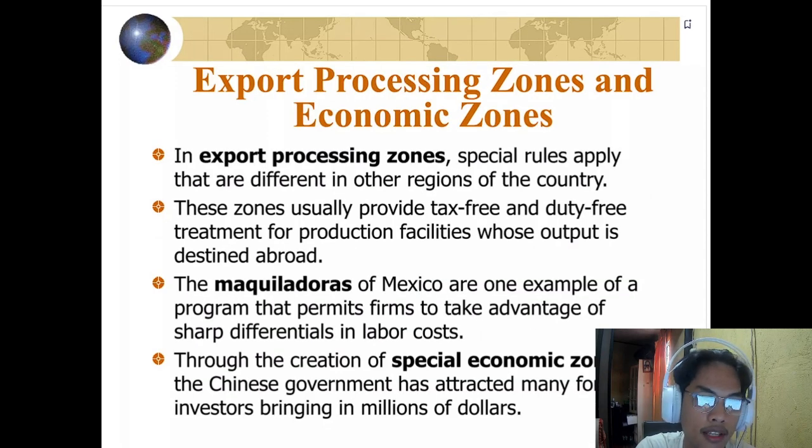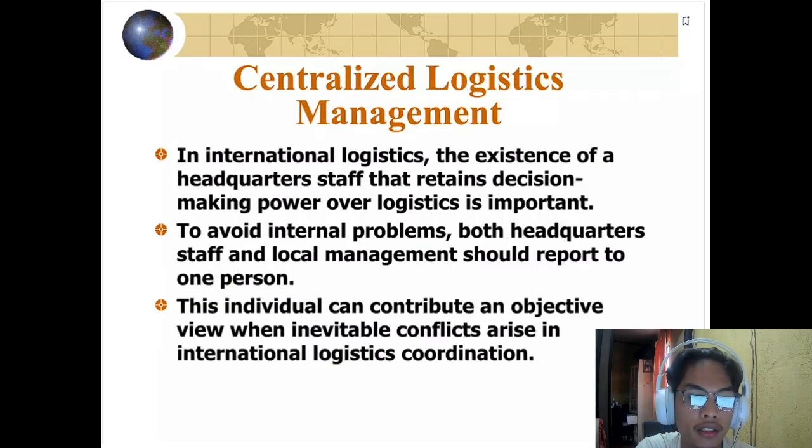So, export processing zones and economic zones. In export processing zones, special rules apply that are different from other regions of the country. These zones usually provide tax-free and duty-free treatment for production facilities whose output is destined abroad. The maquiladoras of Mexico are one example of a program that permits firms to take advantage of sharp differentials in labor costs. Through the creation of special economic zones, the Chinese government has attracted many foreign investors, bringing in millions of dollars.